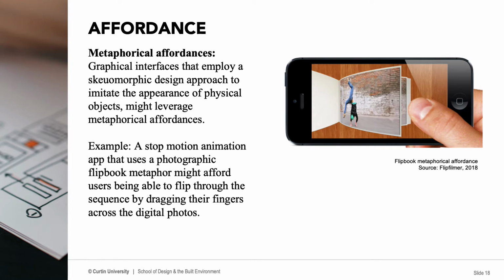Now in this case, because it's got this skeuomorphic design, you can see it's got this wooden paneling, and these images are encapsulated inside what look like photographic print paper. It's using this metaphorical affordance of sliding your thumb across, like how you might flip through a book, for people to be able to go through that sequence of images. So that's an example of a metaphorical affordance. Can you think of an app or a website you've used where there's this kind of metaphorical affordance?